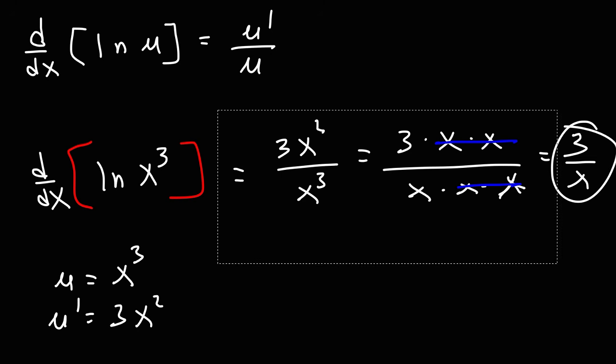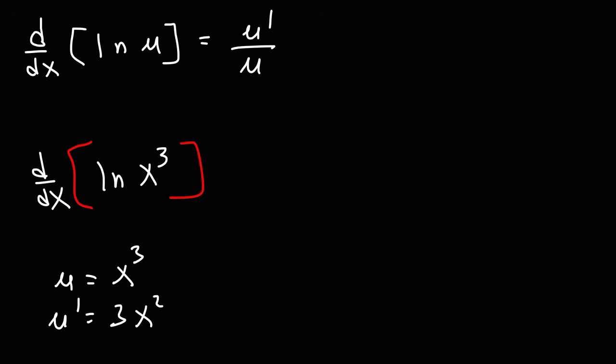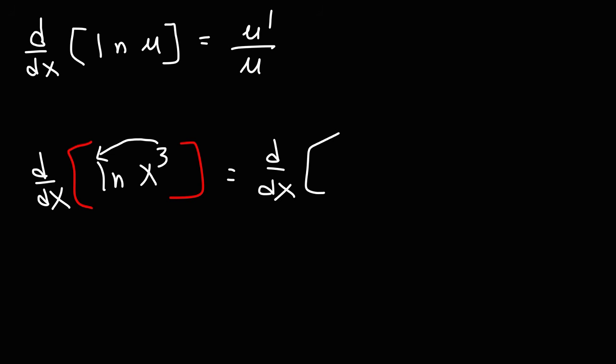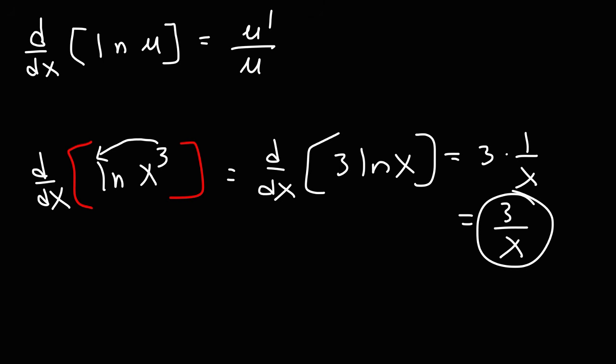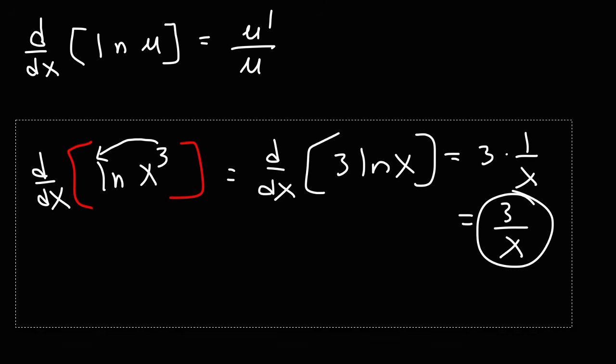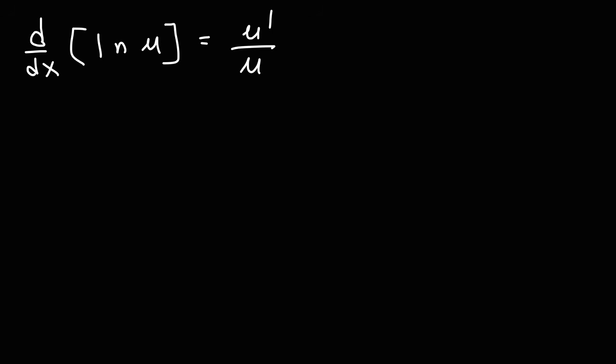That's one way in which you can get the answer. Here's another way. A property of logs and natural logs allows you to move the exponent to the front. This is without differentiation, by the way. So we can rewrite the expression as 3 times ln x. Now from the previous example, we know that the derivative of ln x is 1 over x. So the derivative of 3 ln x is 3 times 1 over x, which is the same as 3 over x. So that's another way in which you can find the derivative of that particular natural log function.